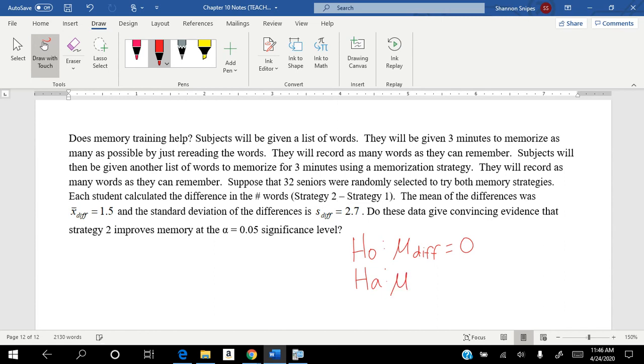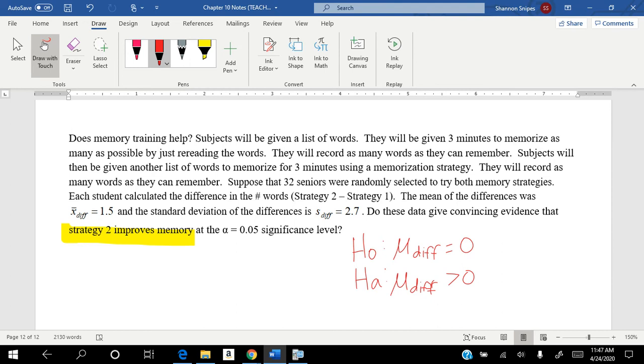All right, so mu difference is going to be greater than 0, because it says, do these data give convincing evidence that strategy 2 improves memory? Well, since we took strategy 2 and subtracted strategy 1, if strategy 2 improved memory, that means that more words would be remembered using strategy 2. So the first number will always be bigger than the strategy 1 number if strategy 2 is more effective. So when you subtract a big number minus a small number, your answers will always be positive. So your mean difference will be greater than 0.